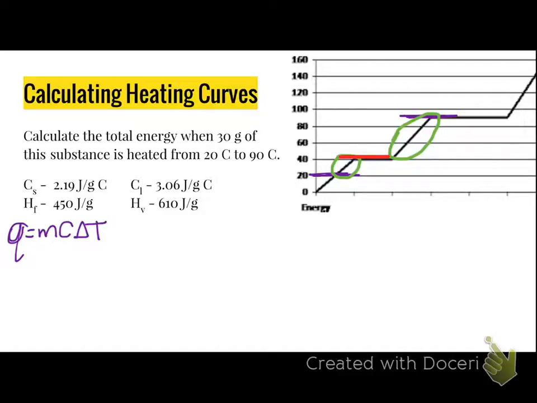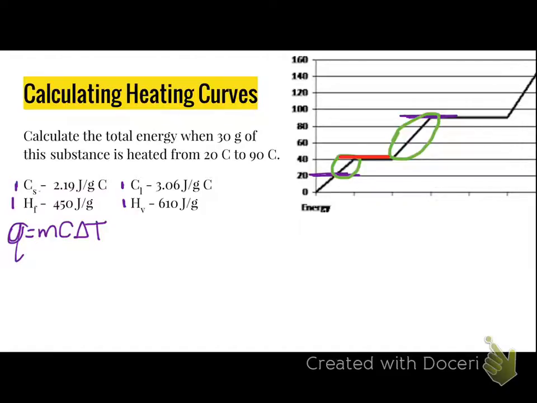So your C's are given to you. This is the first one right here, is your constant for your specific heat for your solid phase. And here's your specific heat for your liquid phase. Below that, you'll have the heat of fusion, and below that, you'll have the heat of vaporization.